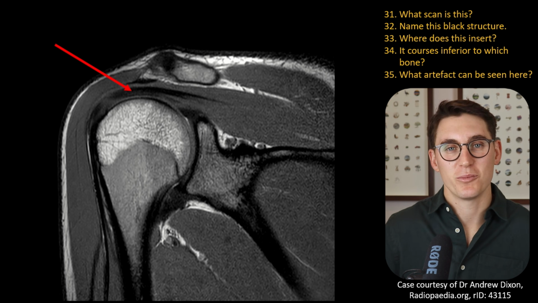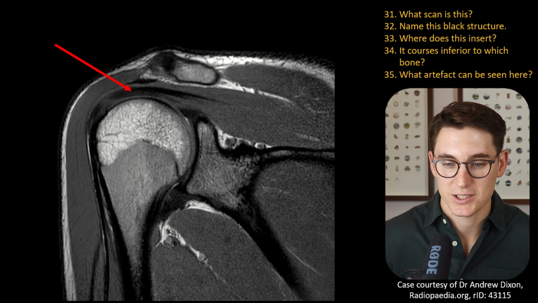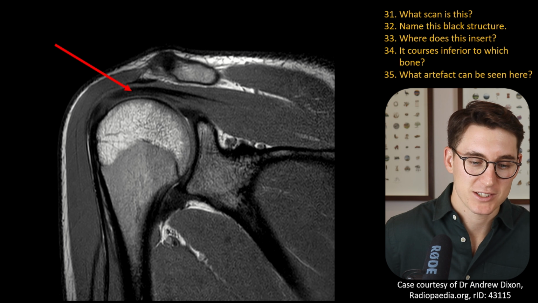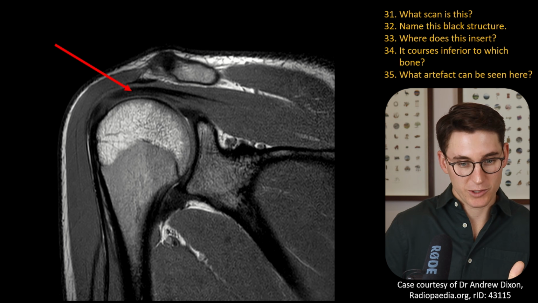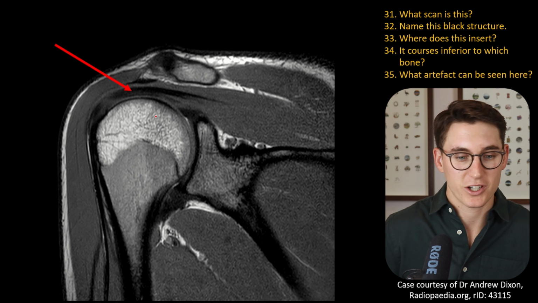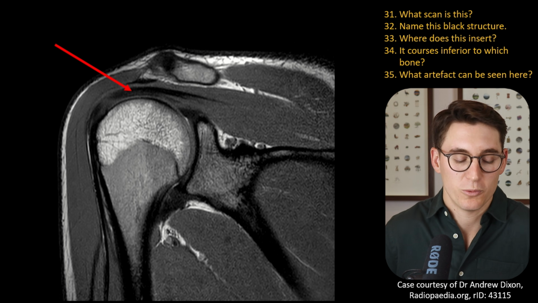Question 31, we've moved out of the head and neck. We're now within the shoulder joint here. We're asked to name this type of scan. Now this can be quite difficult for a lot of people. We know we're dealing with an MRI scan. Our bone is dark here. It's not bright like a CT scan. And we know we're dealing with the coronal plane.